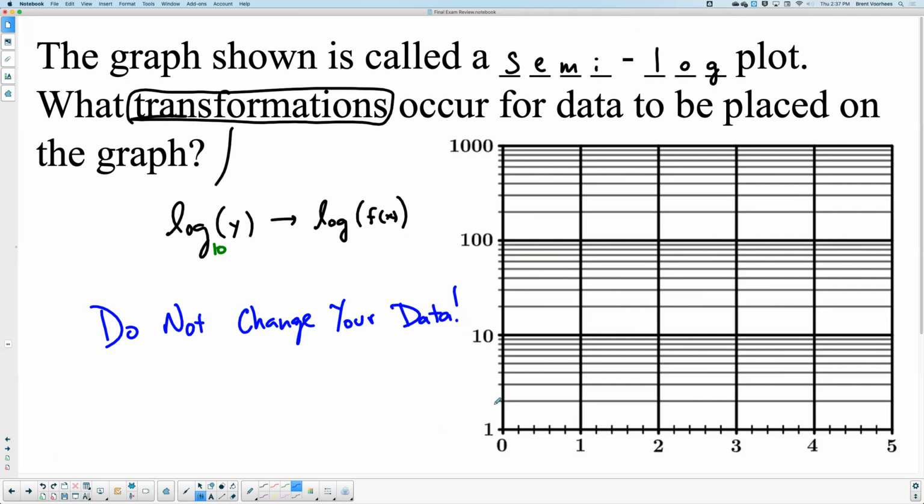Now, I want to point out, why is it 1, 10, 100, 1,000? Because they count by powers. 1 is the same thing as 10 to the power of 0. 10 is the same thing as 10 to the first. 100 is the same thing as 10 squared. You see how this bold line, this bold line, this bold line, they're counting by powers. Does that make sense? That's how it works. Now, does that mean I took the y's to the power of 10? No, I did the opposite. I took the log of the y's, and it makes it look like that.